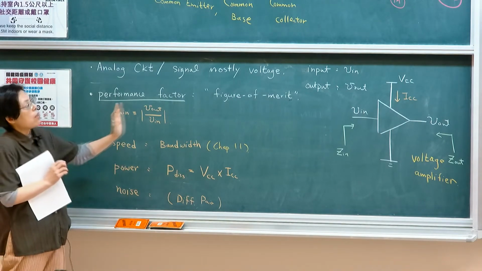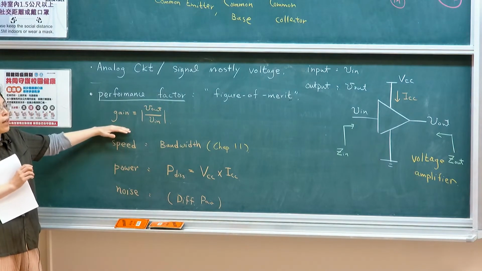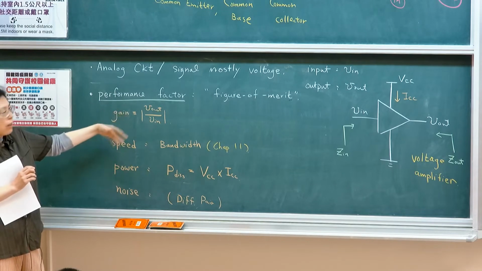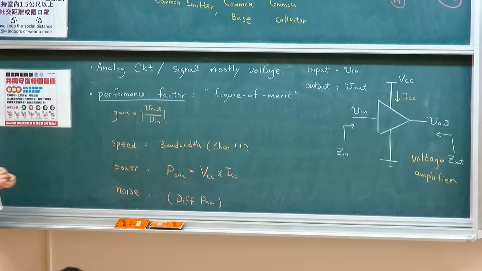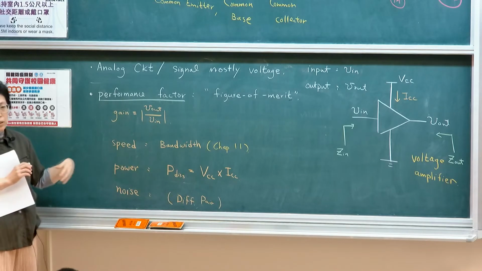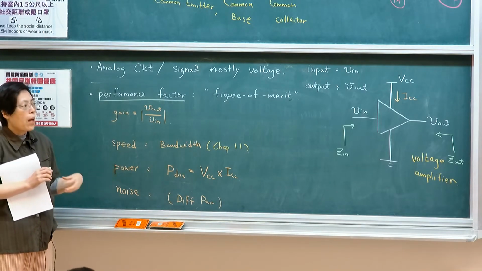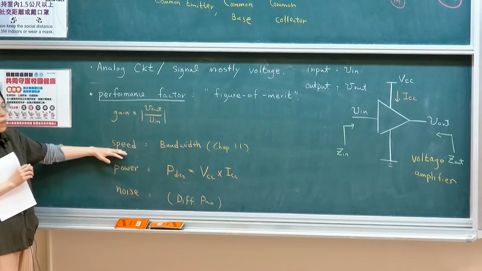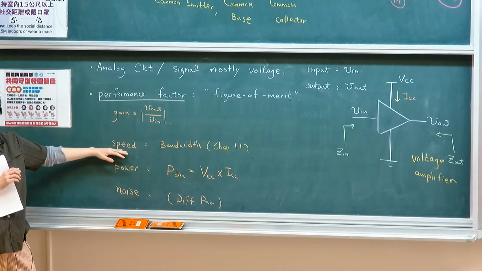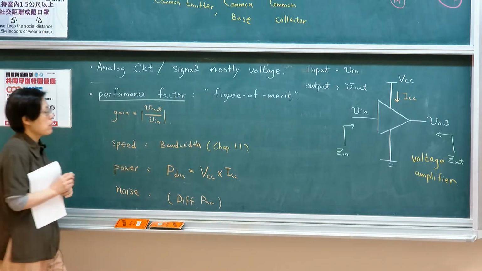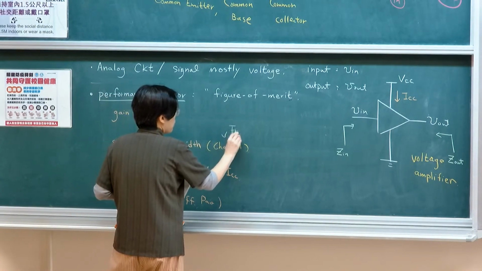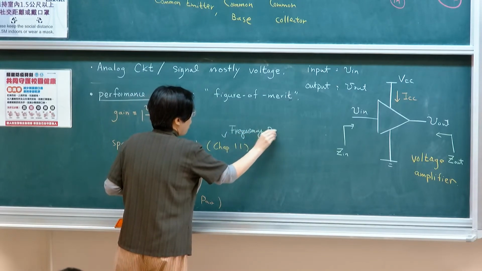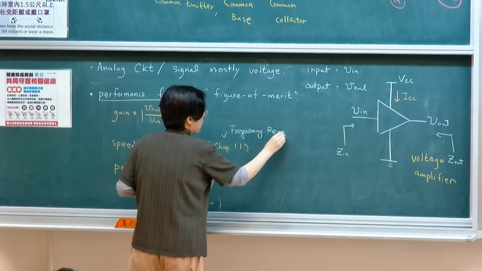One of the key important things is, because it's a voltage amplifier, of course you look for amplification, the gain. How much gain does this amplifier provide? Next thing, of course, is speed. You want to make sure that it follows when I apply a certain amount of signal. But this part, we're not going to talk about until, I think, chapter 11, when we talk about frequency response. So how wide can this circuit be?